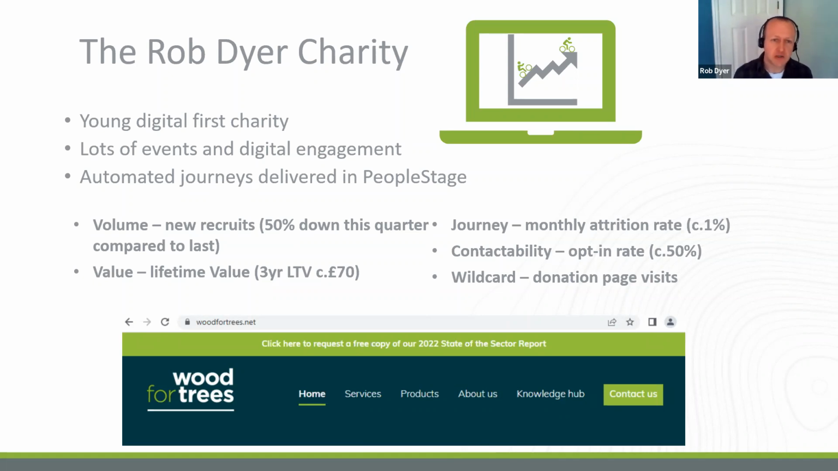So for my choices here, in terms of volume, I'm probably more concerned with how many people are coming on board for me on a regular basis, because I want to get a steady supply of people in and starting those automated journeys with them. I don't necessarily have a huge amount of resource at hand, so I want as much of my fundraising activity to be automated as possible. And so those new recruits coming in is important to me, as is, in terms of contactability, the opt-in rate that I'm getting. So linking quite closely to the volume and also really the value metrics here.